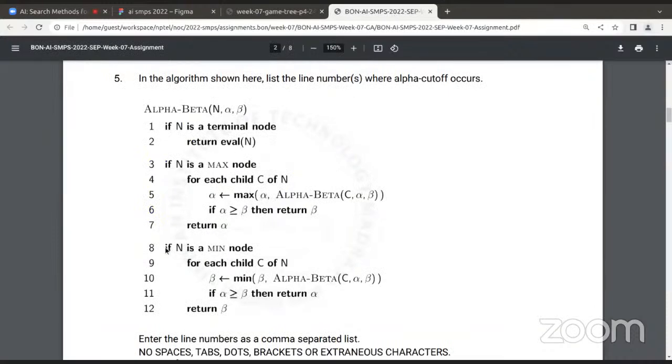D3 is a min node. Now if you see here, when N is a min node, for each child C of N, it's going to find out the minimum until this condition is met, until the interval is violated. That is line 11. It's not marking here, it's an image. Until the interval crosses, alpha is a lower value, beta is a higher value. So alpha greater than beta means the interval collapsed. In this case, alpha is 46.